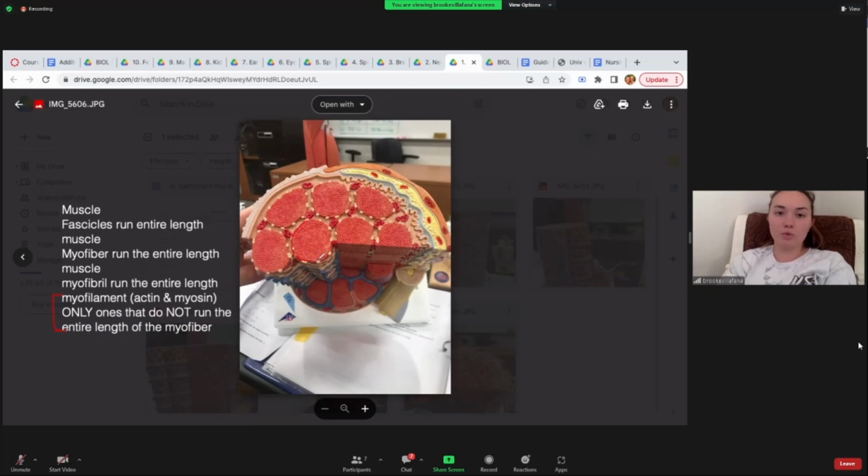Each of these would be a myofibril. Okay, each of those round things. And then as you look down here, do you guys see how this would be the myosin? This is the actin, myosin, and actin. Do you guys see how those are breaking it up? Those are not running the entire length of the myofiber or myofibril, right? And this entire thing would be our myofiber. Good? Hopefully the visual was a little bit helpful for that.